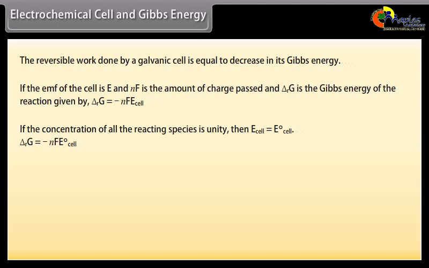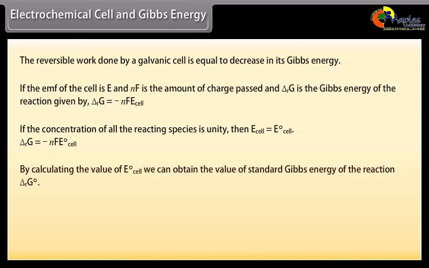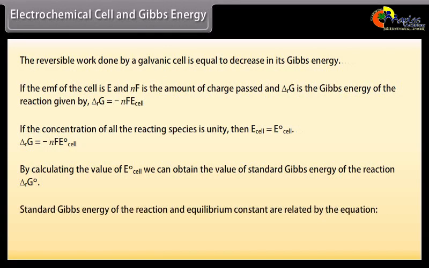If the concentration of all the reacting species is unity, then E cell is equal to E0 cell. ΔrG is equal to minus nF E0 cell. By calculating the value of E0 cell, we can obtain the value of the standard Gibbs energy of the reaction, ΔrG0. Standard Gibbs energy of the reaction and equilibrium constant are related by the equation ΔrG0 is equal to minus RT ln K.